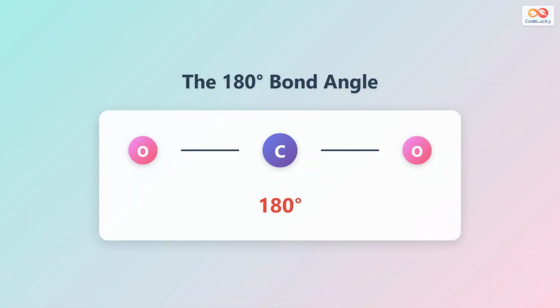Let's visualize the 180-degree bond angle using carbon dioxide as our example. Imagine a carbon atom in the center with oxygen atoms on both sides. The bond angle between these three atoms is exactly 180 degrees, forming a perfectly straight line. This arrangement represents the maximum possible separation between the two bonding regions around the central carbon atom.